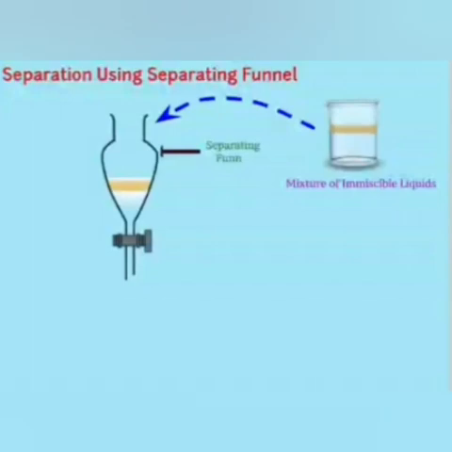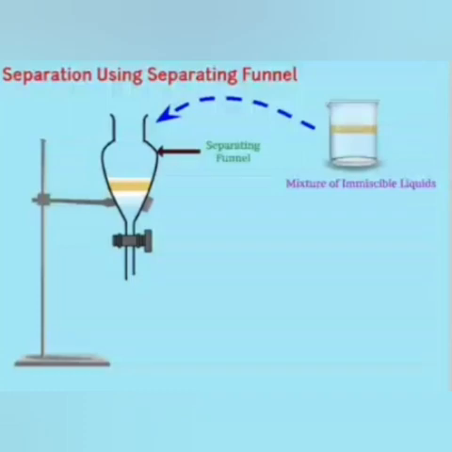A separating funnel is a special type of funnel which has a stopcock in its stem to allow the flow of a liquid from it or to stop the flow of liquid from it. The separation of two immiscible liquids by a separating funnel depends on the difference in their densities. The mixture of two immiscible liquids is put in a separating funnel and allowed to stand for some time.